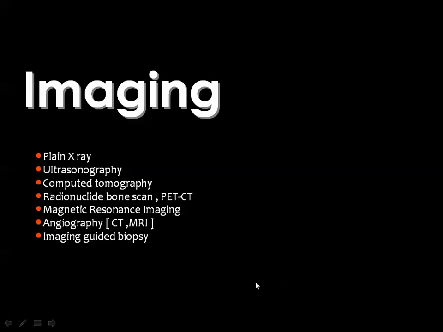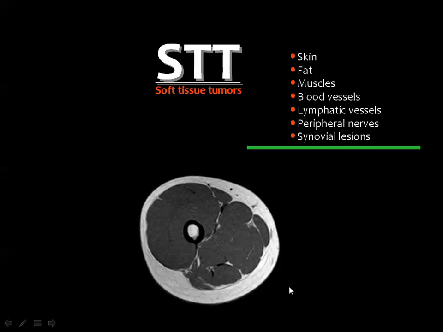To start with is how to image the soft tissues. We have the plain X-ray, ultrasound, CT, and sometimes bone scan or PET scan, MRI, angiography, especially the CT and MRI. Then many times we will need the biopsy.